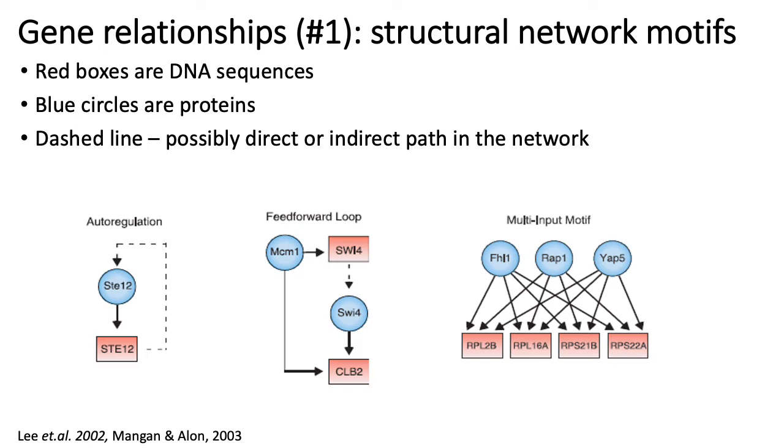And so here red boxes represent DNA sequences and blue represents proteins. And dashed lines basically represent either direct or indirect paths containing 0 or more nodes. And so the first motif I want to talk a little bit about is autoregulation. So autoregulation is basically exactly what it sounds like.